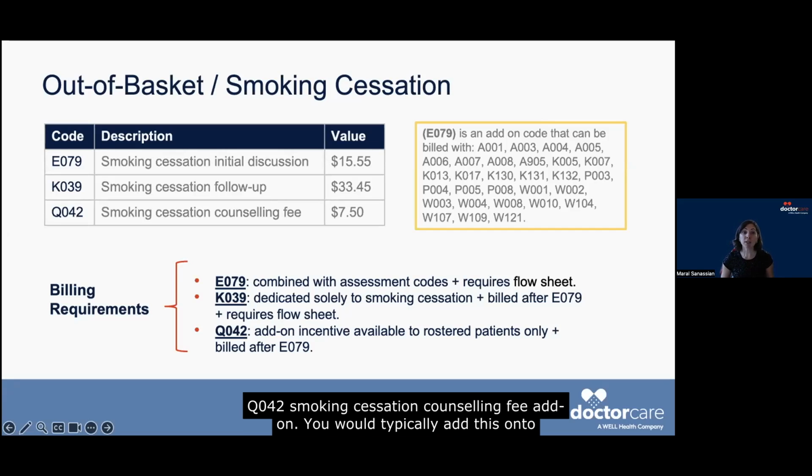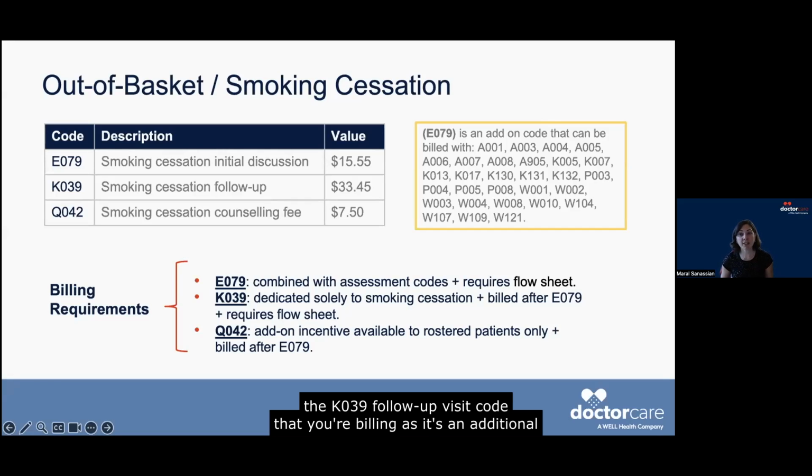With the Q042 smoking cessation counseling fee add-on, you would typically add this onto the K039 follow-up visit code that you're billing, as it's an additional incentive payment for physicians to provide that counseling sessions to patients that are rostered. So here, if you bill it on a non-rostered patient, it won't get paid, but it should help you focus on your rostered patients and give this kind of counseling to them.